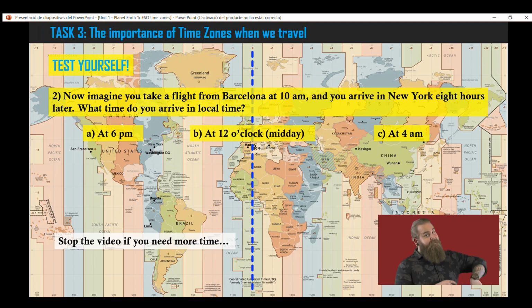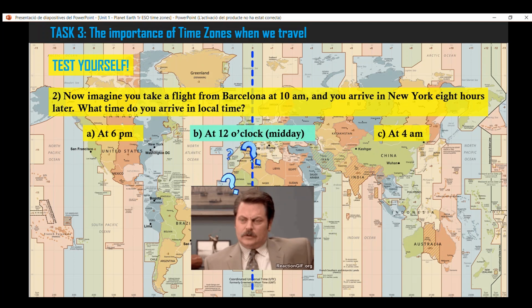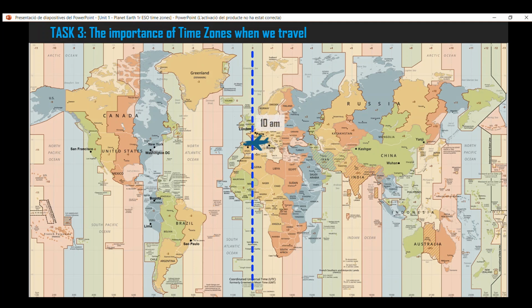The right option is B. At 12 o'clock. In case you're wondering why, the answer is simple. If you take a flight at 10 a.m. and you're flying for 8 hours, you will arrive at 6 p.m. But remember that there is a difference of 6 time zones between Barcelona and New York. Then you must move your watch backwards to 12 o'clock.